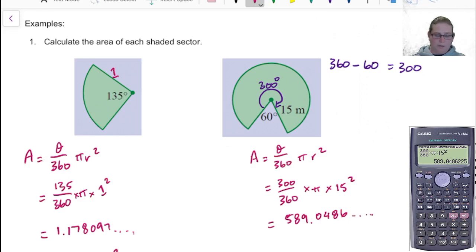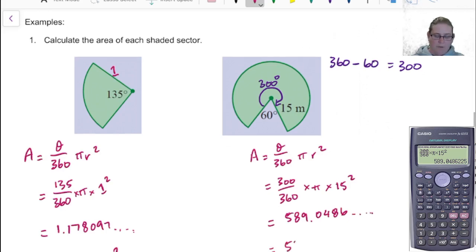To 2 decimal places though, we're going to have 589 point, and we're going to have 0 because 0 is the first decimal place. 4 is that second one. We look to the next number. It's an 8. That's 5 or above. So 4 becomes a 5. And we do have units of measurement for this one. This one's in meters, so we need to go meters squared. Okay, and that's the second example.